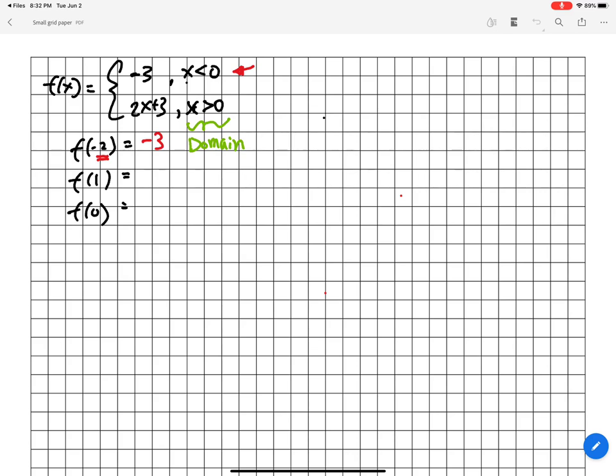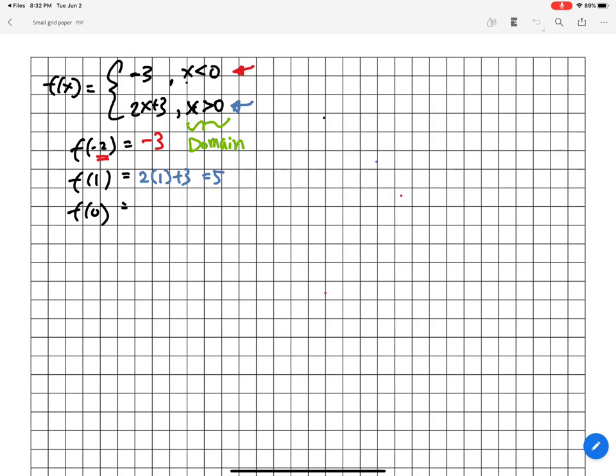Same idea for 1. F of 1: 1 is greater than 0. So for f of 1, I have to use this equation, where x is greater than 0. So f of 1 is 2 times 1 plus 3, which is 5.